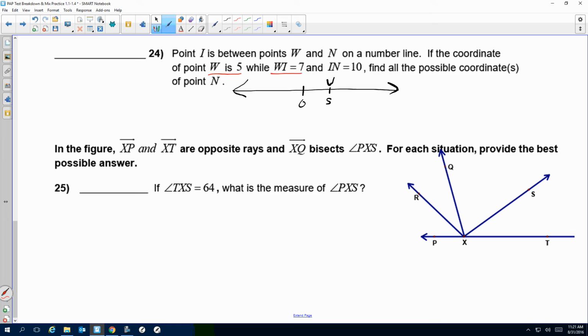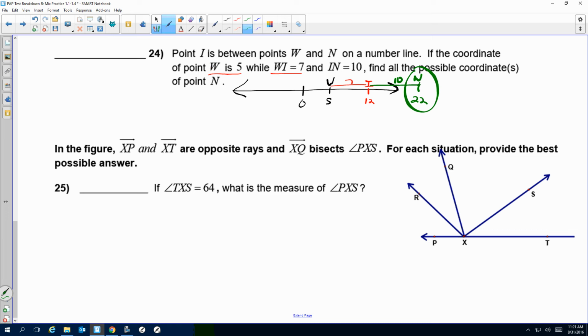WI is 7, okay? So if I'm at W, the length WI is 7. So what would I end up being? Yep, so the coordinate of I is 12. Then I know IN is 10, right? I'm going to end up running off my line, but that means N would be 22. Okay, so this is one coordinate. That's going in the positive direction.